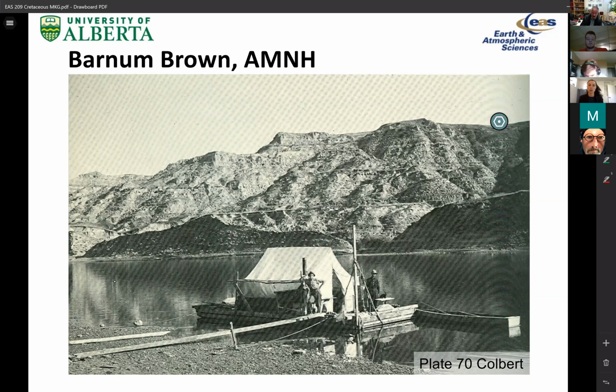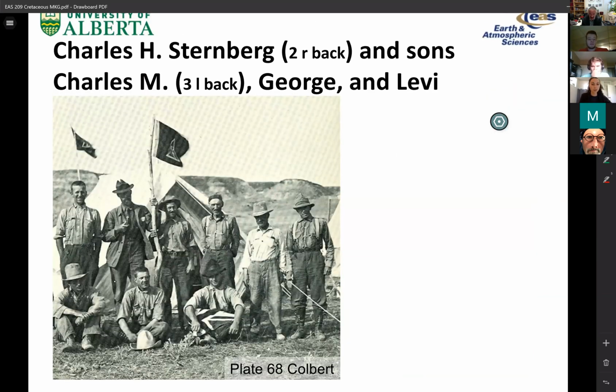But the big one in Alberta is Charles Sternberg. We have an extensive collection of Sternberg fossils and copies of Sternberg finds in our own museum collection here. The Royal Tyrrell Museum is absolutely full of Sternberg collections, and his whole family was involved. This is Charles Sternberg here. This is Charles Jr. here, who became actually the only truly educated professional paleontologist in the family, and then the other sons, George and Levi, but they all collected and sold fossils.